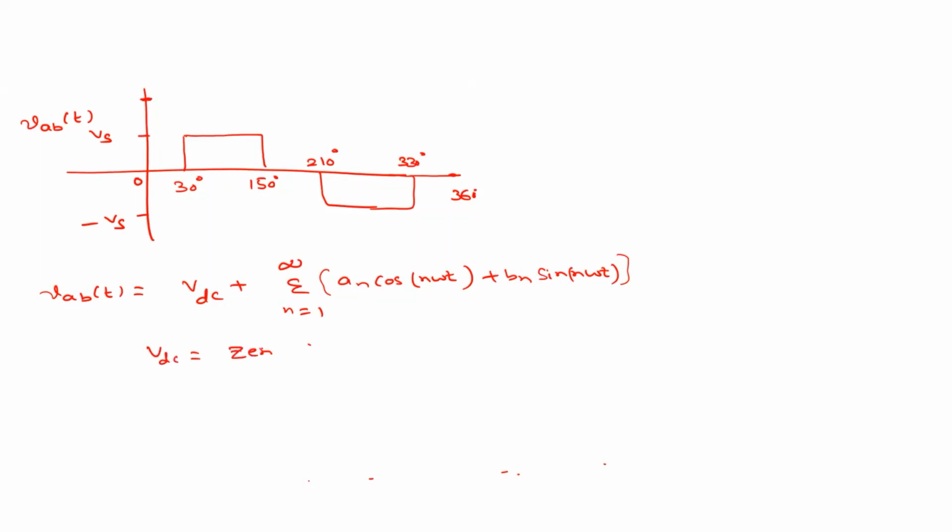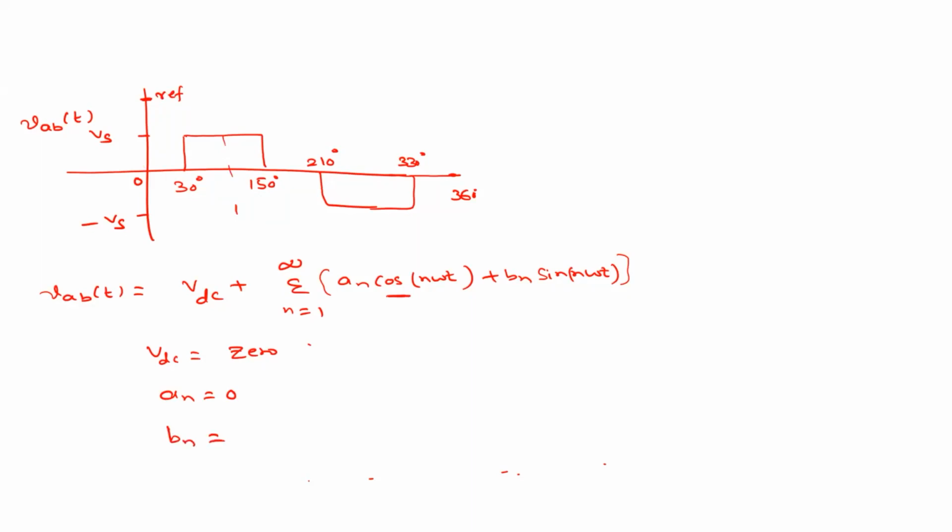If you consider this as the reference, this waveform is symmetric, it has quarter-wave symmetry, so the cos terms are 0. Or if you consider the middle of this pulse as the reference, the sine terms are 0, so Bn is 0. So consider this one as the reference. Then An is 0, and what is Bn?